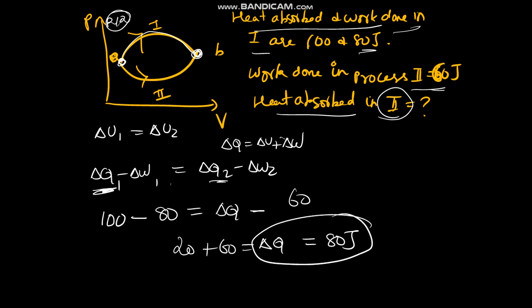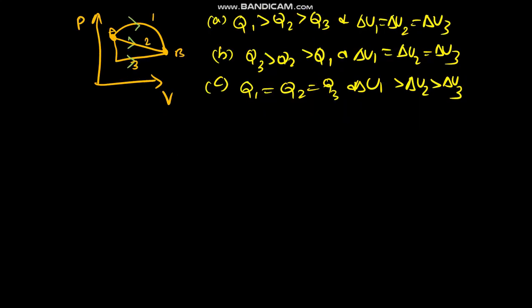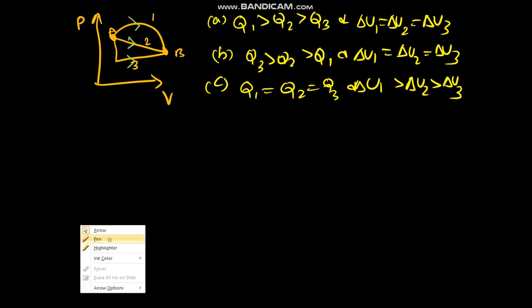So if initial and final positions for both the processes are the same, then change in internal energy in the first process is equal to change in internal energy in the second process, because internal energy depends only on position. Okay, now let us see this numerical.